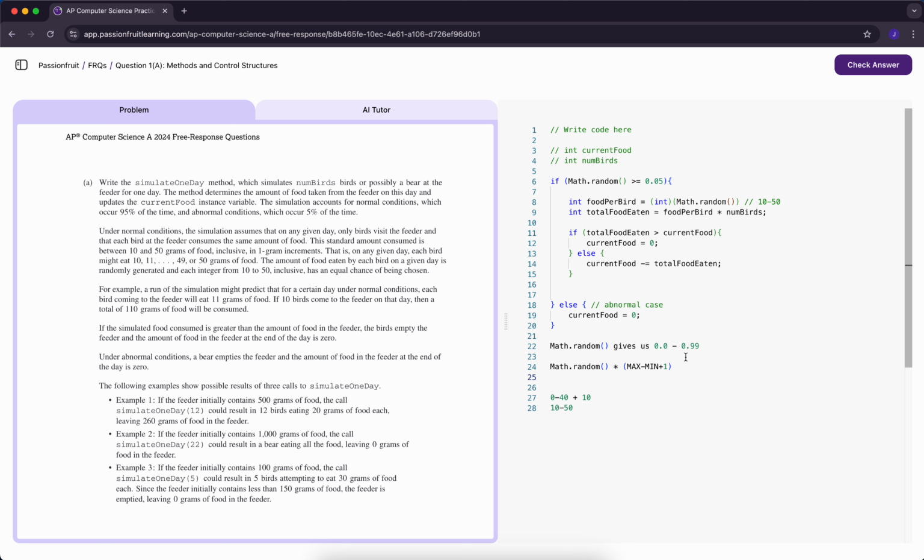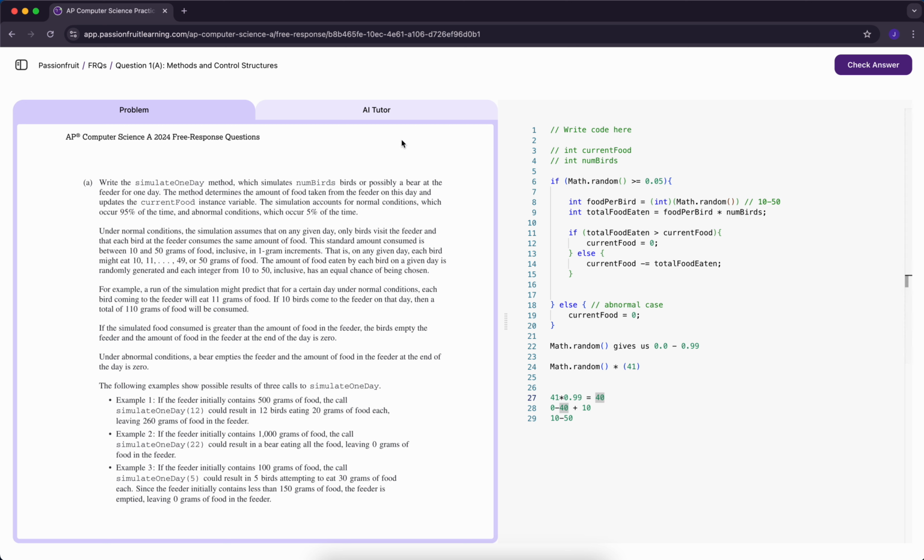Math.random times 40. The maximum number that it can give us is 0.99 times 40. 0.99 times 40 is equal to 39 point something. And 39 point something, once cast into an int, turns into 39. And so that wouldn't work, right? So if we want to get 40 inclusive, we would actually need to do math.random times 41. Because, again, 41 times 0.99 equals 40.99 something. And this, once cast into an int, gives us 40. All right. Hopefully that made sense.